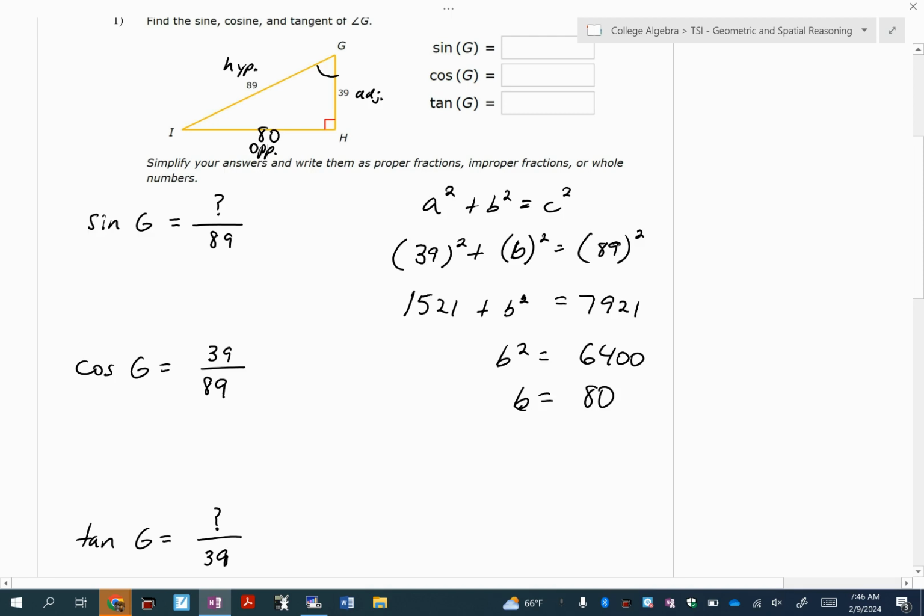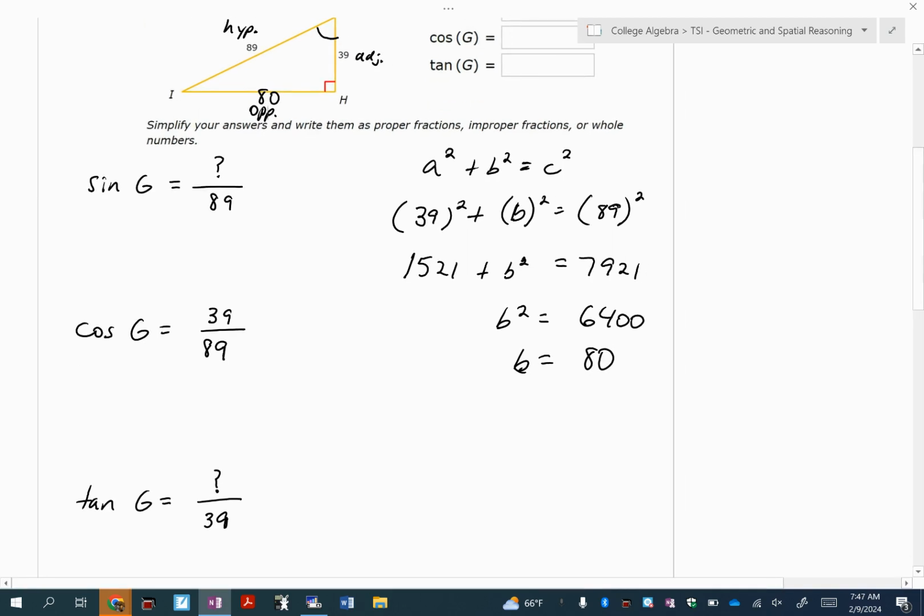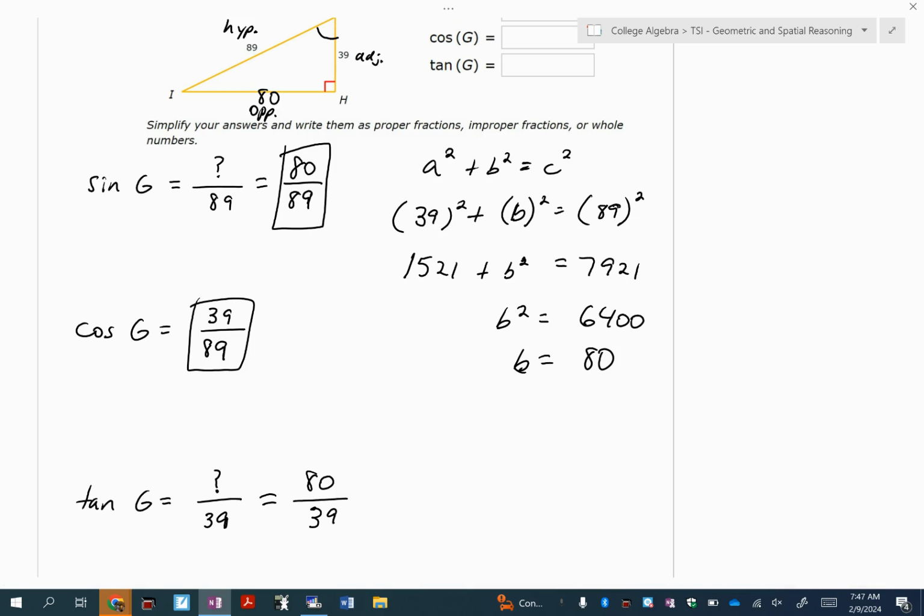Okay? So now do you see my question marks in my ratios for sine and tangent? I'm going to replace those question marks with 80 because that's that missing side. So I'm going to write this is 80 over 89. And this one is 80 over 39. I'm going to use my calculator to see if I can reduce any of those. This one is done. I don't think so either, but I just want to confirm. This one is done as well. And the last one is done as well.